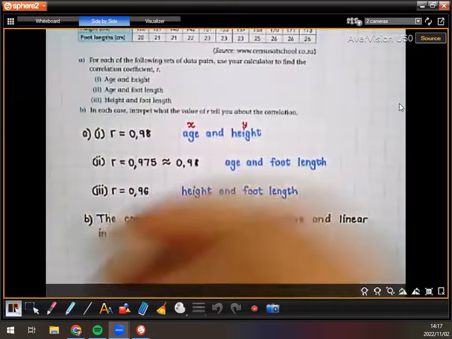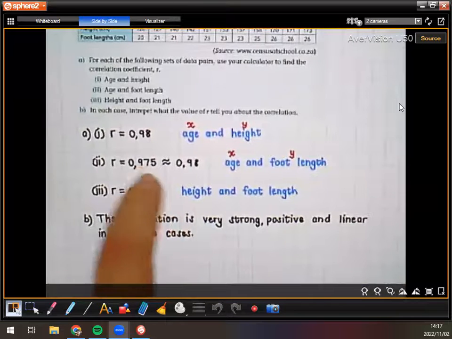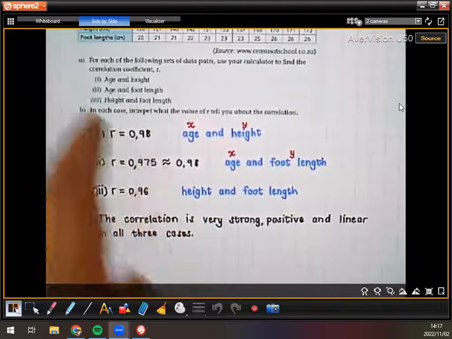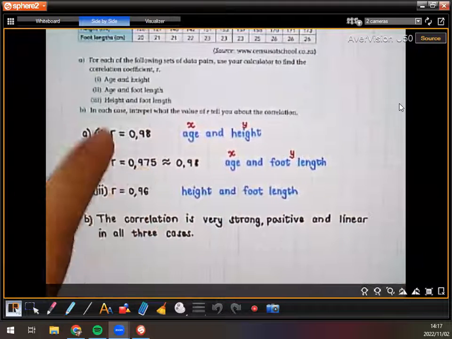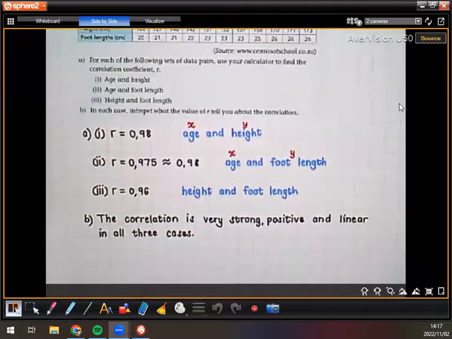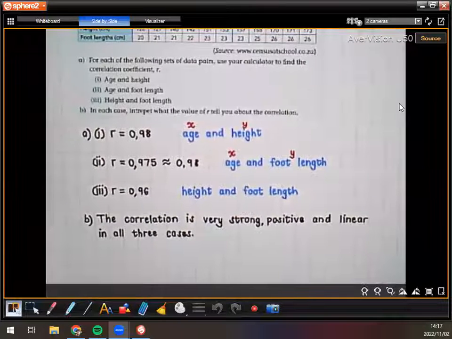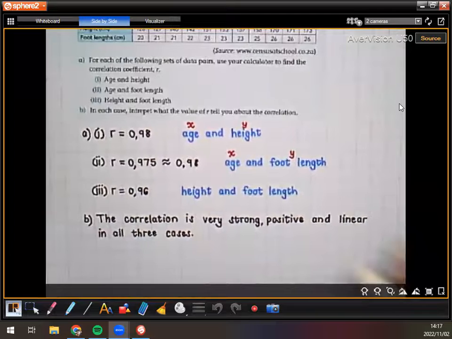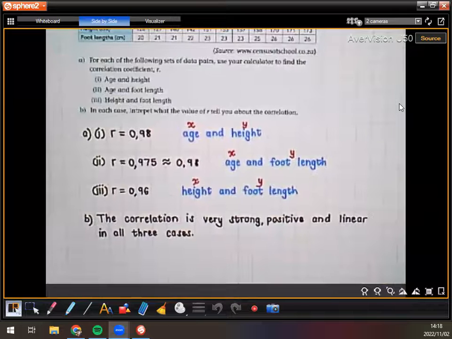For the next one, it was age, so that's again x, and then foot length was y. Now this one, the reason why I just wrote it with 3 decimals is because I thought if you round it to 2 decimals, it's the same. But this one was actually 0.975. I can't remember what that one was. Did anyone write it? I think it was 0.98 something, 0.983 or something. So I just thought maybe we're going to ask you to compare them and then talk about the 3 decimals. But it's fine if you just go 0.98. And then for height and foot length, height was x and foot length was y, so I got 0.96 for that.